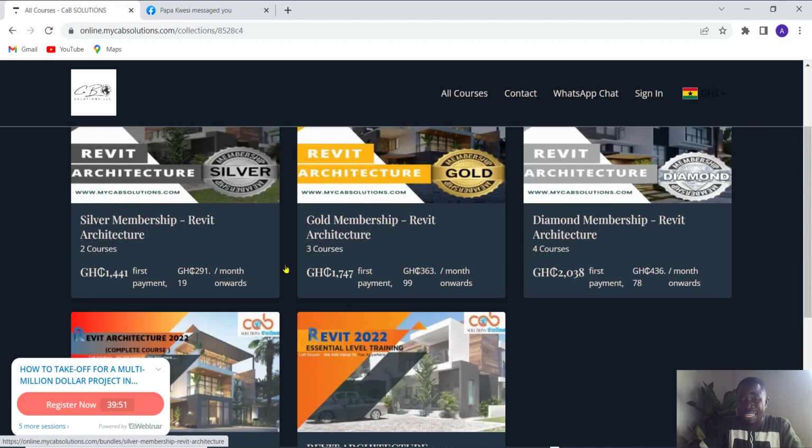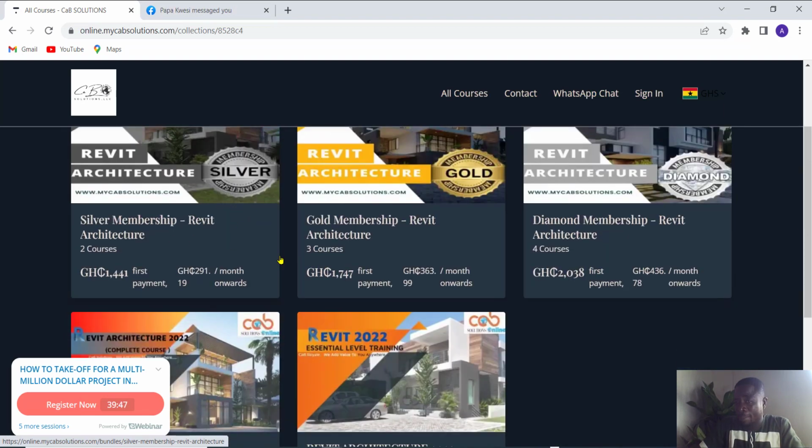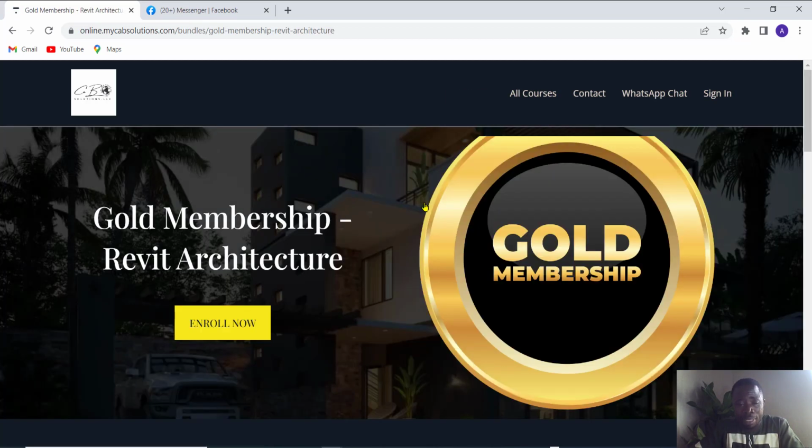Okay, so we have the membership courses. We have the Revit architecture, the silver membership, the gold membership, and the diamond membership. So for the gold membership, you're going to have access to multiple courses. So let me click on that and show you something quickly.